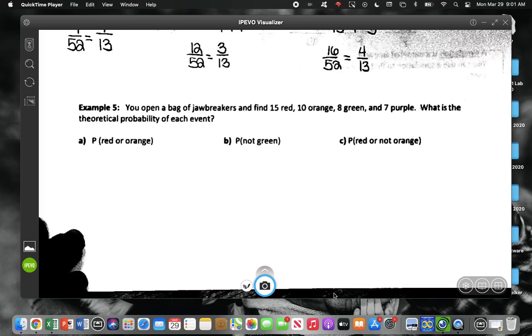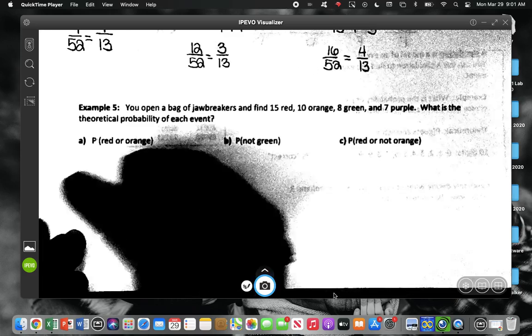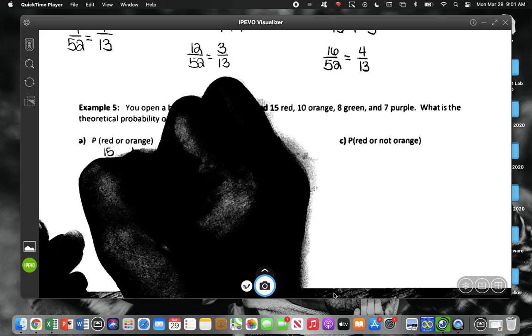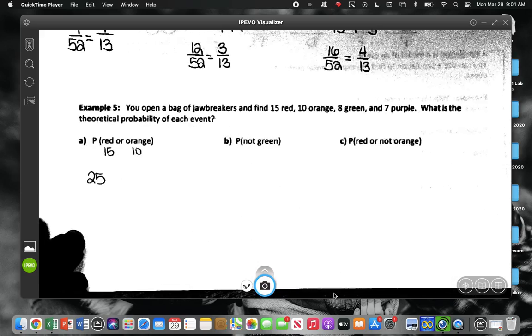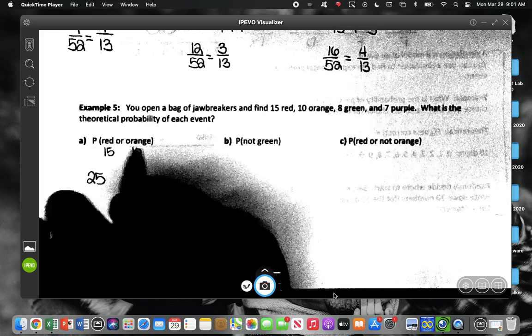What would be the probability that we would get red or orange? So first of all, how many red and how many orange are there if we put those together? 25, because there's 15 red and 10 orange. So that would be 25. But what's our bottom number? 42. Huh? 42. Where'd you get 42?